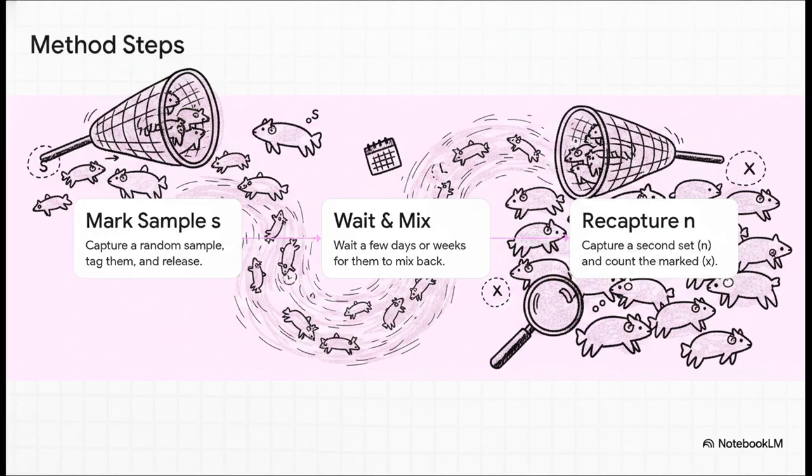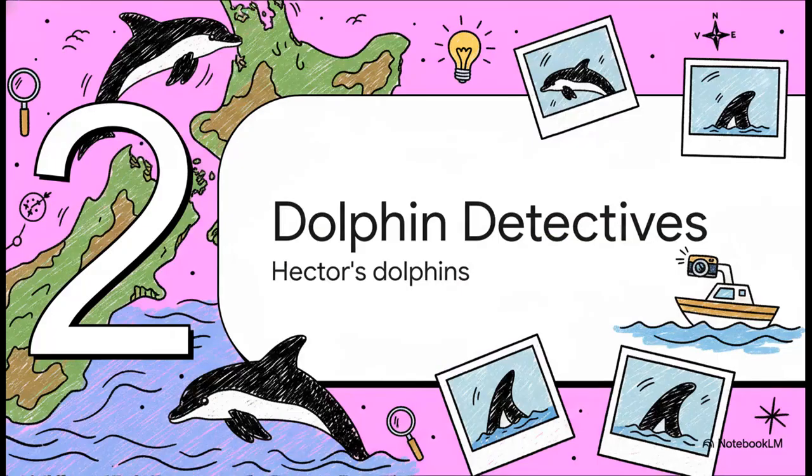Step 2, we wait. We give them plenty of time to completely mix back in with the hidden, unmarked population. Then, step 3, we go back out and capture a second sample of animals. We'll call this total number N. Finally, we count how many in that second group already have our mark from the first trip, that's X. By just looking at the ratio of marked to unmarked animals from that second trip, we can actually unlock the total population size. Let's see this in action in Section 2, the dolphin detective work.